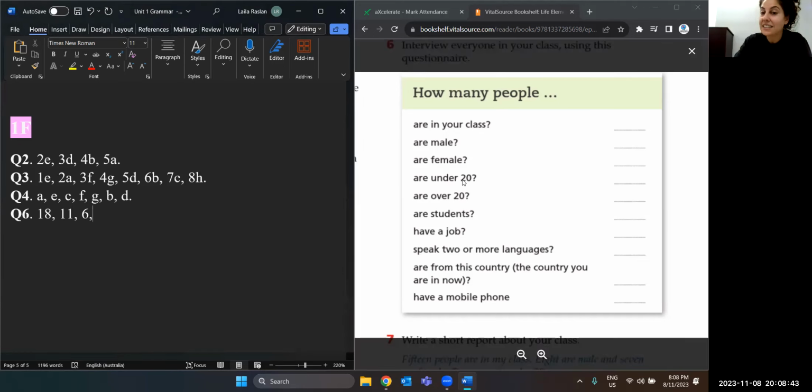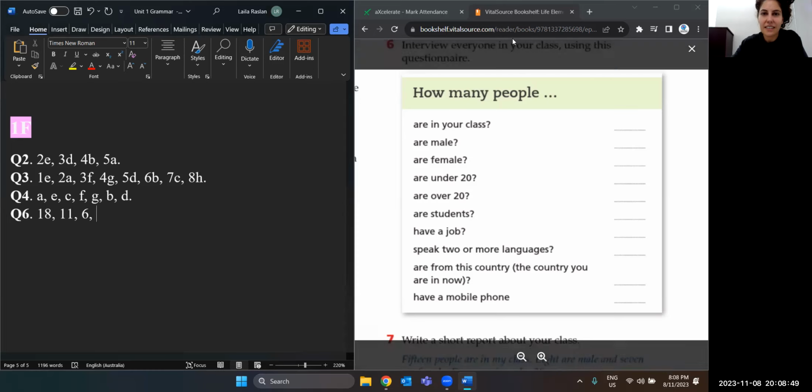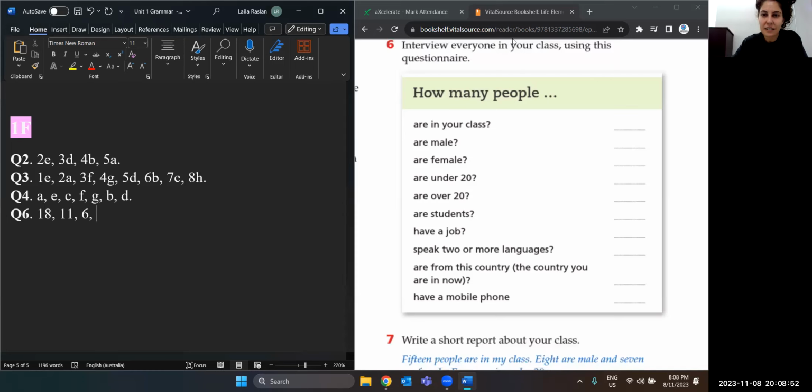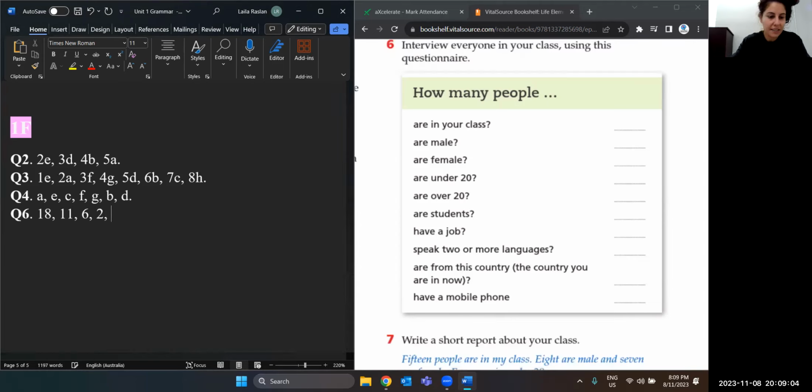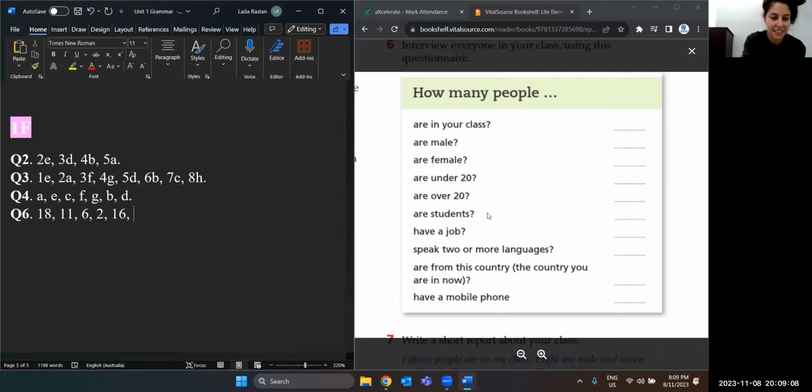And how many are under 20? Now this is interesting. 2. I think they're all over 20. Yeah, so 2. Okay, so 2 people are under 20. Over 20, so that would be 16. Our students, 18, everyone, have a job.